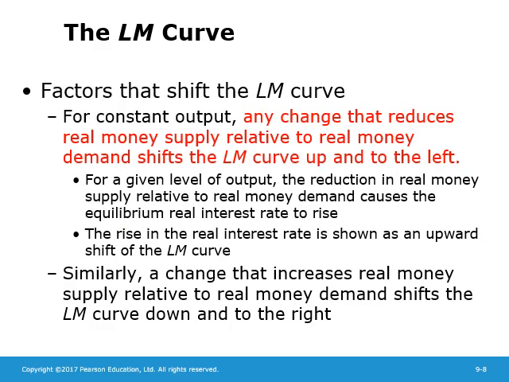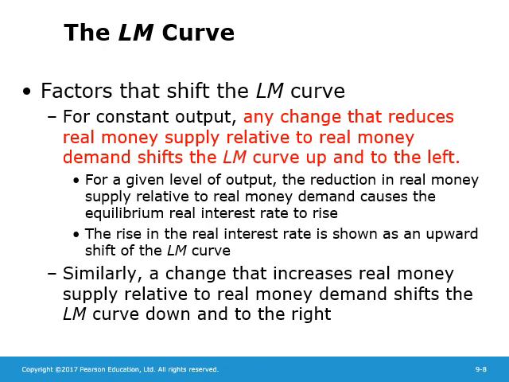In the previous slides, what was the variable that we were changing? We were changing output, or y. That's why we drew the LM curve. We were moving along this curve to get the points on the curve itself. Here, for the factors that shift the LM curve, we will keep output constant, and we will discuss other factors that shift the curve itself. So we are not moving along the curve, we are shifting the curve.